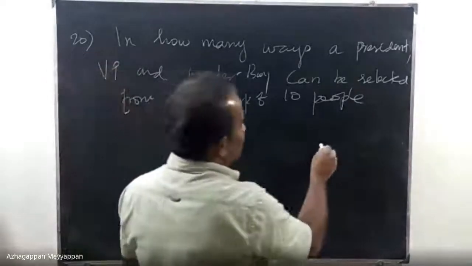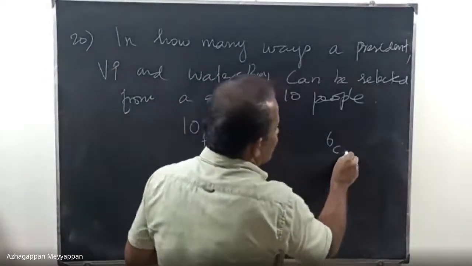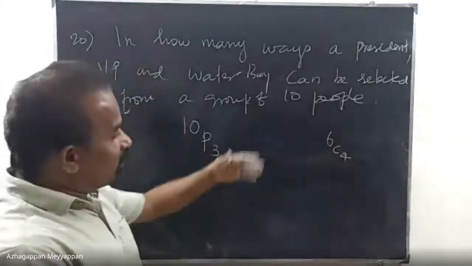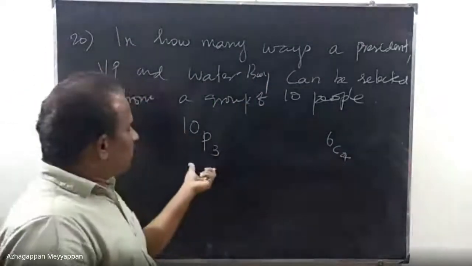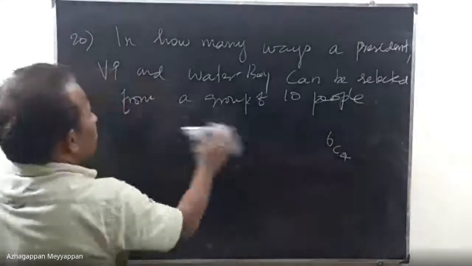In the previous sum, what have we taken? 6C4 we have taken. There was no order, here there is order, so you have to be very careful about that.